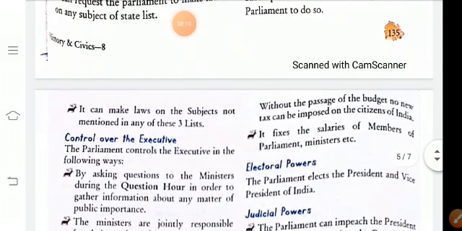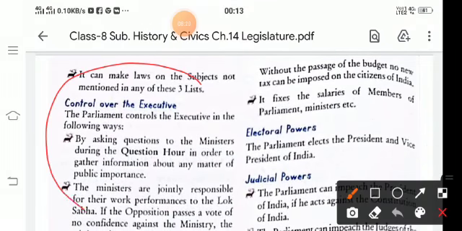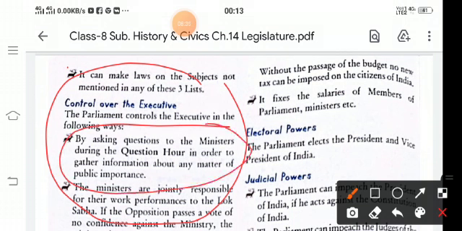Now we will read about the control of the executive. Who can control the executive? As you know, the parliament. Parliament has a right to control the executive. How? By asking questions to the minister during the question hour. As you know, parliament sessions are held every 3 to 4 months: winter session, summer session, and monsoon session.